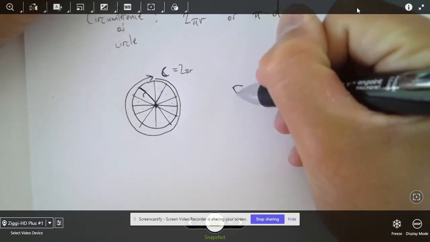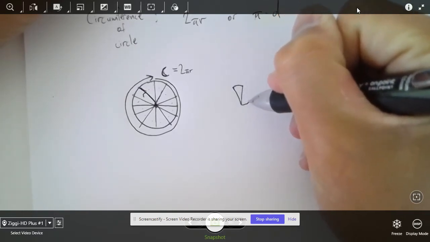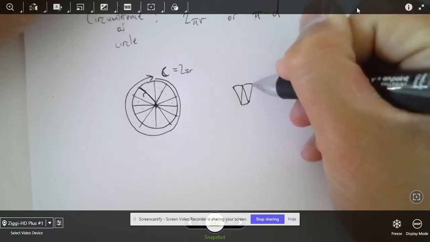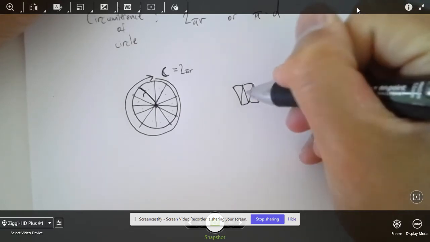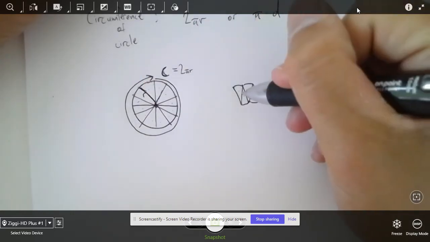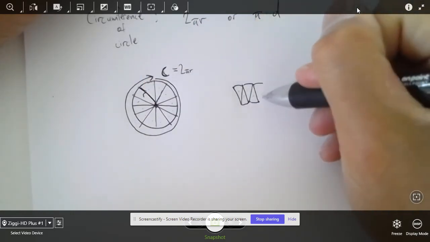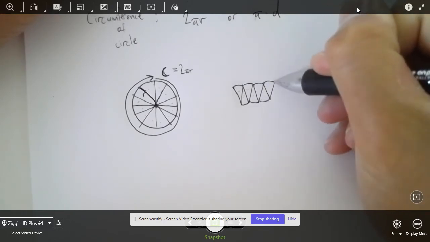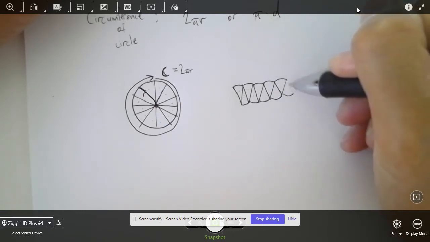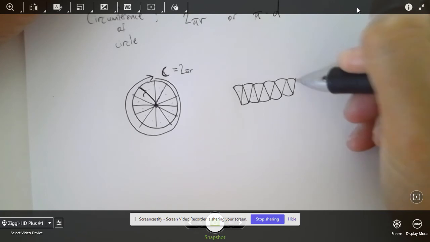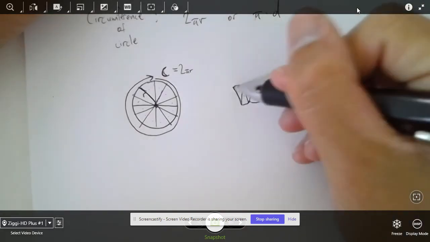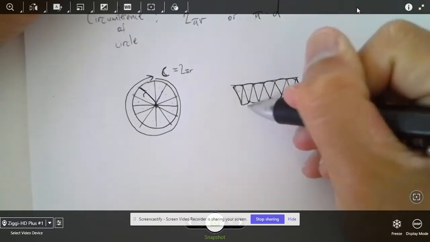So let's take the slices here, and let's rearrange them in sort of what looks like a parallelogram. 1, 2, 3, 4, 5, 6, 7, 8, 9, 10, 11, 12. Imagine if I made sort of what looks like a parallelogram. It kind of looks like a parallelogram, right? And it should be.